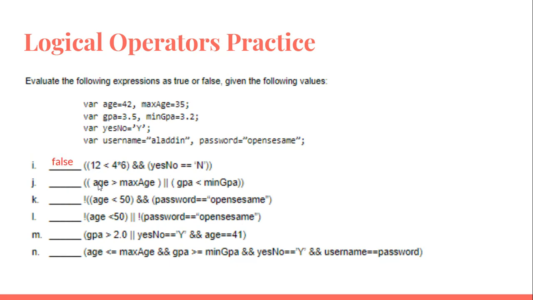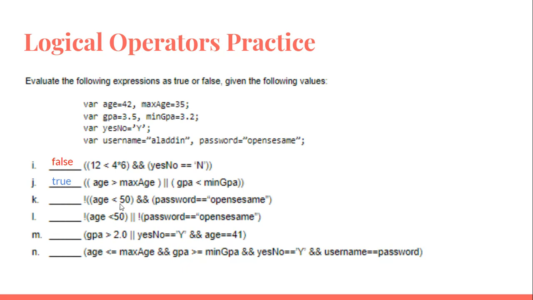42 is greater than 35, so this is true. 3.5 is not less than 3.2, so this is false, but true or false results in a true. So notice, first two problems, I had true and false, gave me false. True or false gives me true.